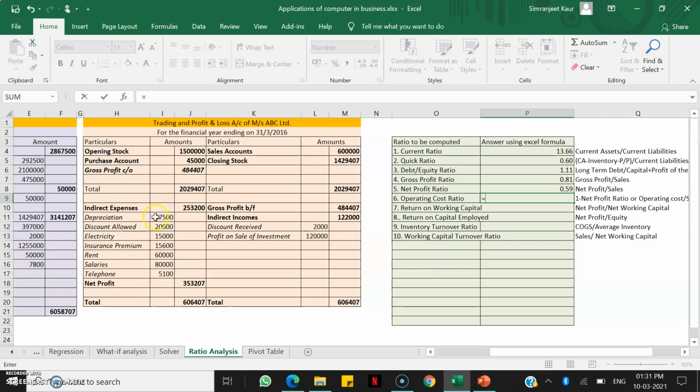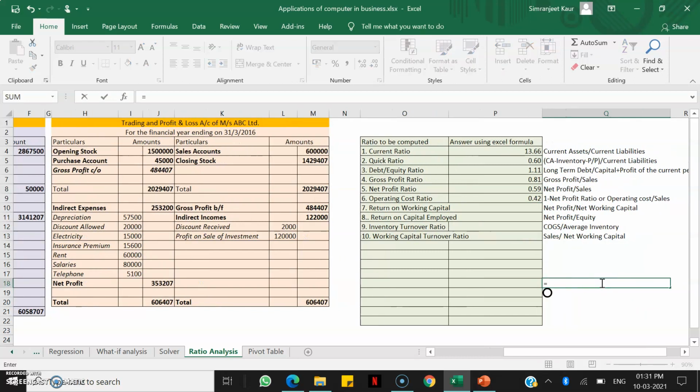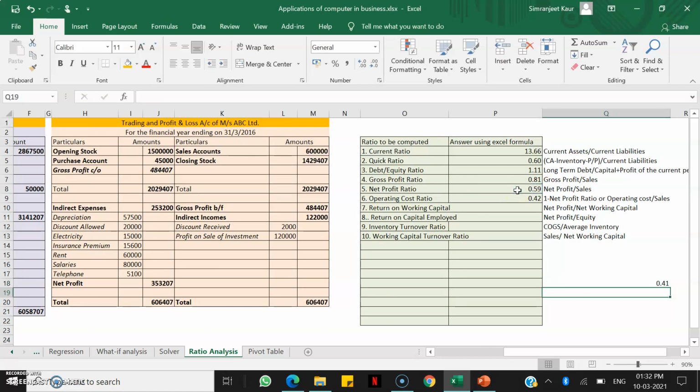So what I can do is I can take a sum of all these expenses, then divide it by my sales, which are given here, and I'll press enter. So this is 0.42, right. Alternatively, what I can do is I'll write it down here, 1 minus my net profit ratio, which is given here. So you see, this is also 0.41. So either way, it doesn't matter which formula you use, you will get the same answer.